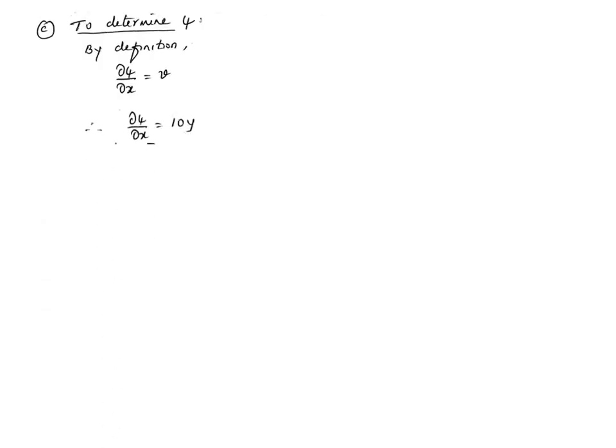To determine the stream function psi, we make use of the definition ∂ψ/∂x is v. We already determined the value of v from the velocity potential, which is 10y. So I substitute the value of v. Integrating, we get psi as 10 times the integration of y, which is x, so it will be 10xy.